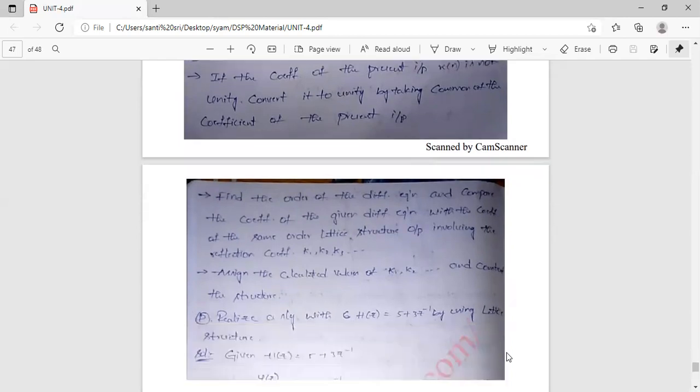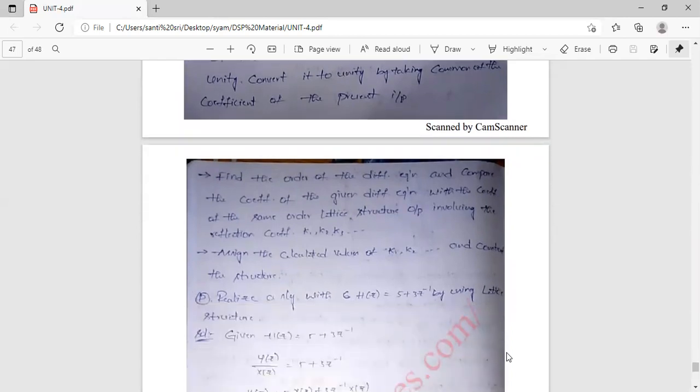Next, find the order of the difference equation and compare the coefficients of the given difference equation with the coefficients of the same order lattice structure output involving the reflection coefficients k1, k2, k3 up to kn. Then assign the calculated values of k1, k2 up to kn, and construct the structure.